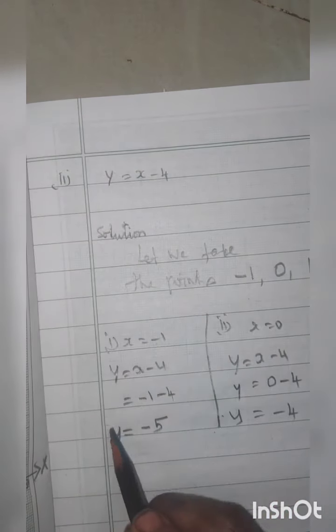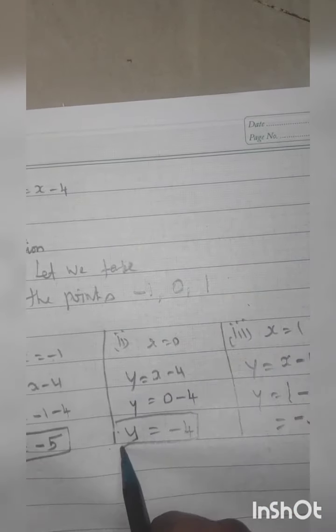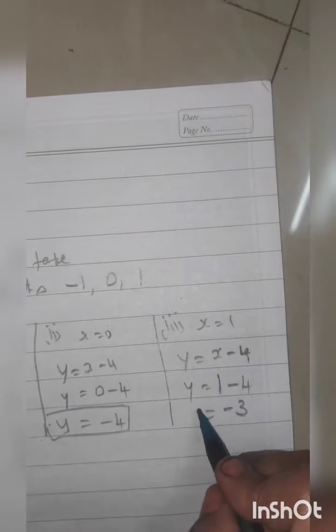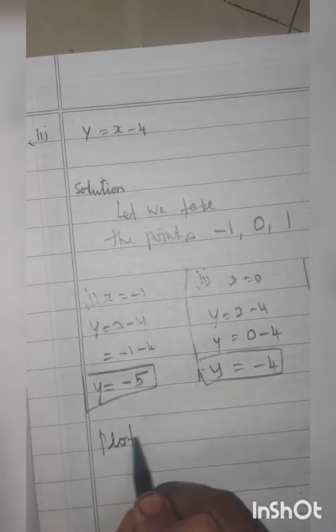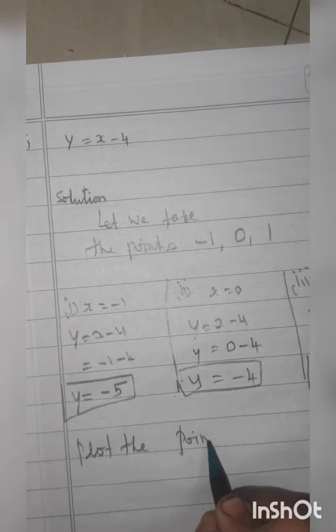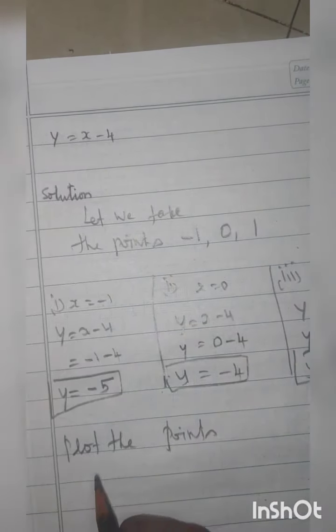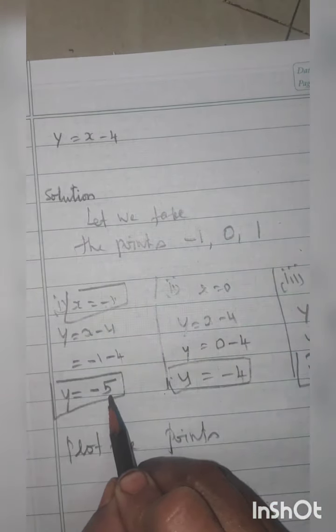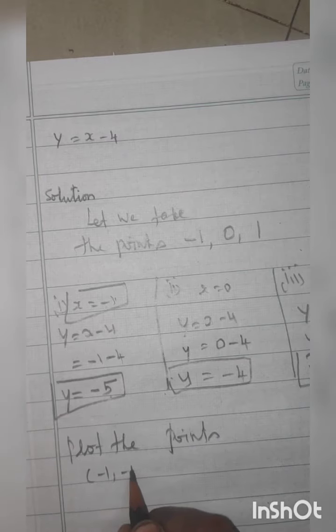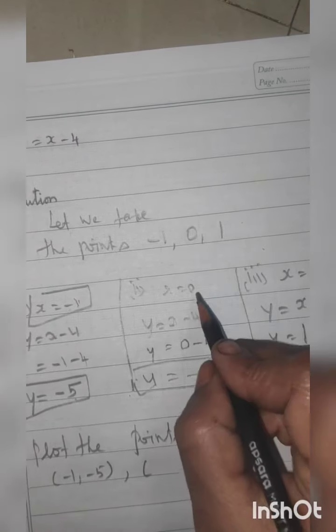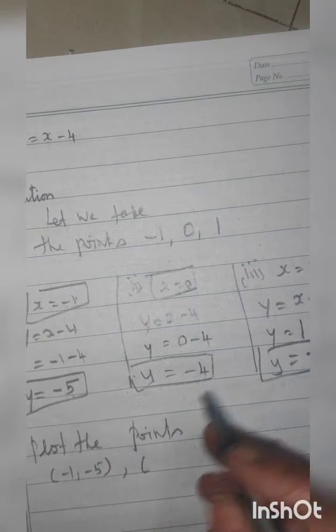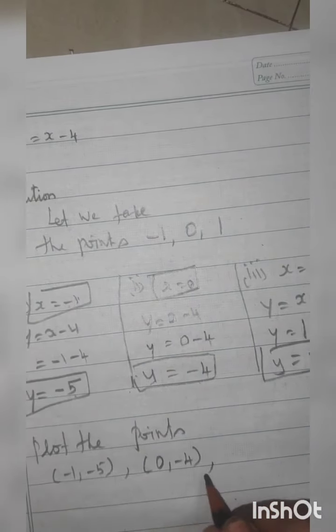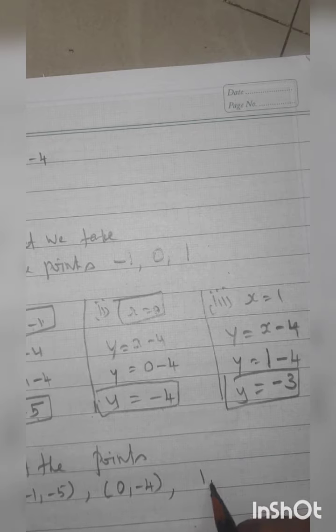Now x value equal to minus 1, y value equal to minus 5. X equal to 0, y equal to minus 4. X equal to 1, y value equal to minus 3. Now write the answer in points and plot the points. What is the point? X equal to minus 1: minus 1 comma minus 5. First point. Second point 0 comma minus 4. Now x equal to 1: 1 comma minus 3.